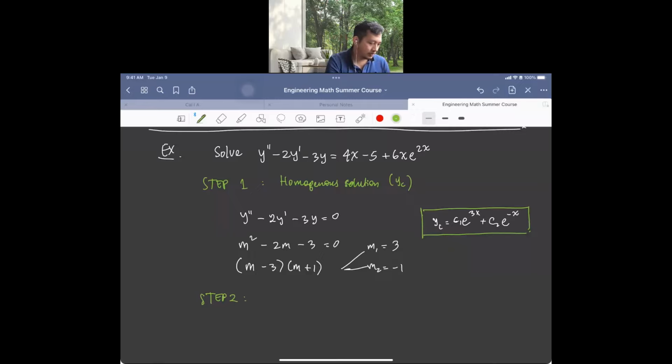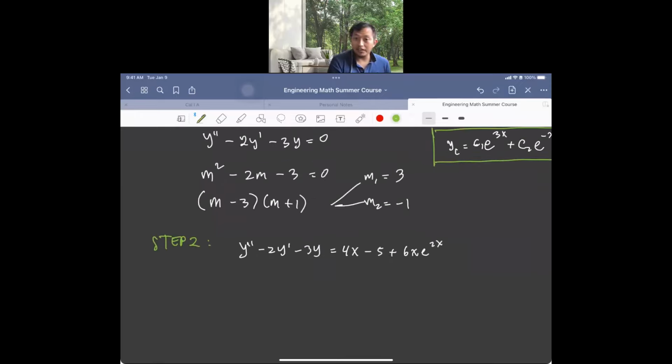And we're going to see that if we are looking at the right side, we see that the 4x minus 5 is a linear polynomial, or we can just call it a polynomial. And this other part is an exponent. So we might have two forms, the polynomial and the exponent.